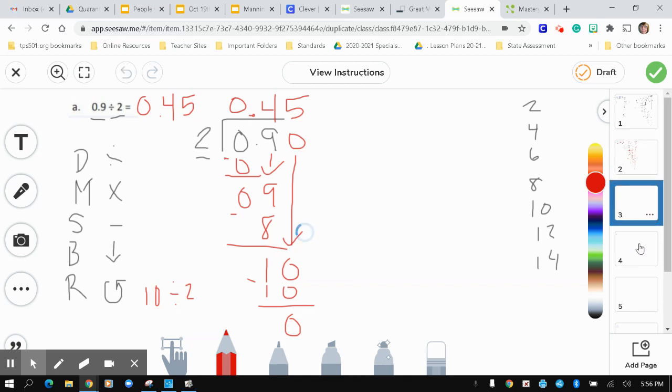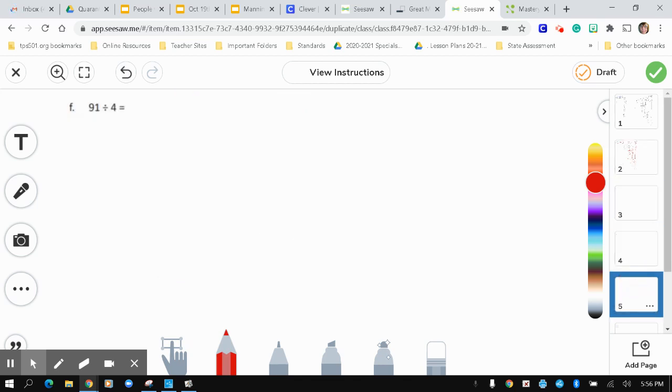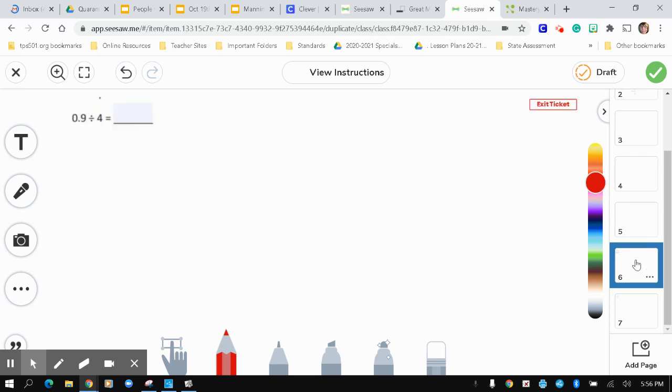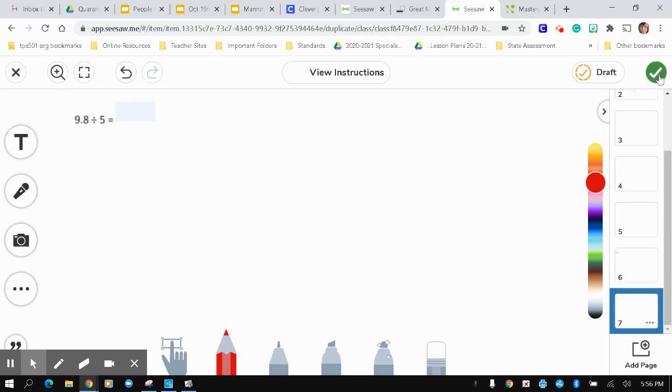So you have a few of these to practice on your problem set, and it's not until you get to slide 6 and 7 where you're doing your exit ticket. Good luck, Bella, and let me know if you want to meet up for extra practice.